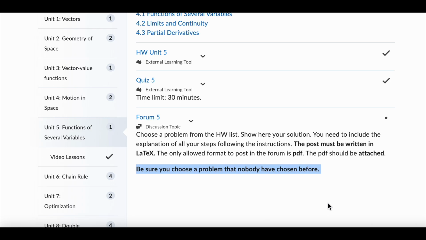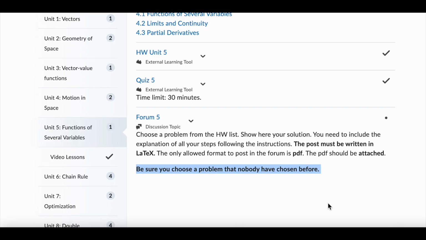Before you post, when you post, and after you post. I mean, during the whole week, you should be looking at the forum. And in terms of your own post, it should be the solution of one of the problems in the homework list. And this solution shouldn't be just a bunch of formulas. No, this should be a college level paper where you explain with all details how you solve the problem.